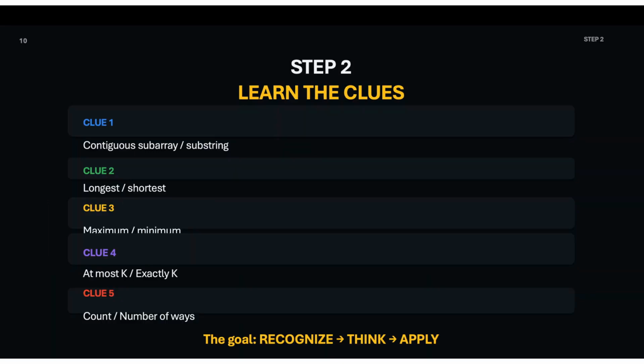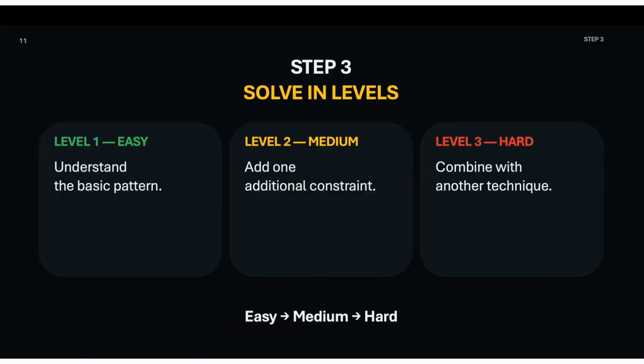Next, step 2, which is learning the cues. When you see words like contiguous array, contiguous subarray, or substring, you should start thinking about possible window based techniques. Likewise for words like longest, shortest, maximum, minimum, at most k, exactly k. These aren't automatic answers, they are clues, and your job is to connect those clues to the possible patterns. That's the difference between memorizing solutions and developing pattern recognition. The goal is simple: recognize, think, and then apply.